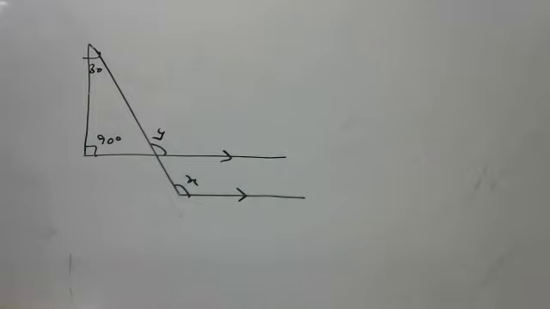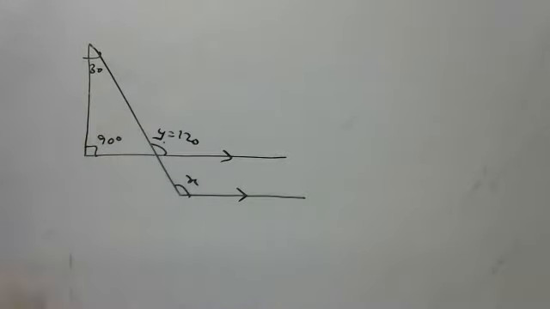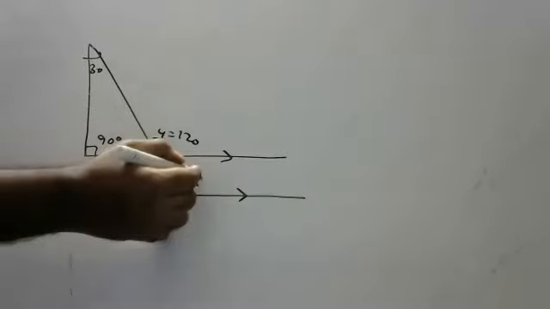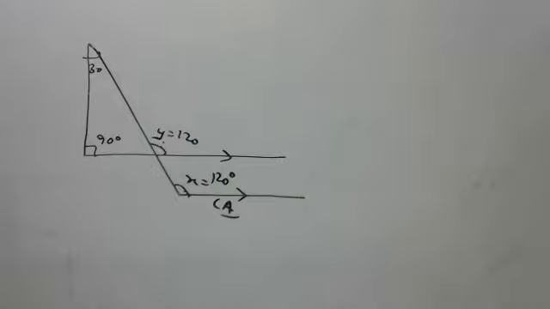Sum of the opposite two interior angles. Sir, 120. 120, because exterior angle is equal to interior opposite angle. If Y is 120, X also? 120 degrees, corresponding angle. Okay, so children, Y is equal to 30 plus 90.